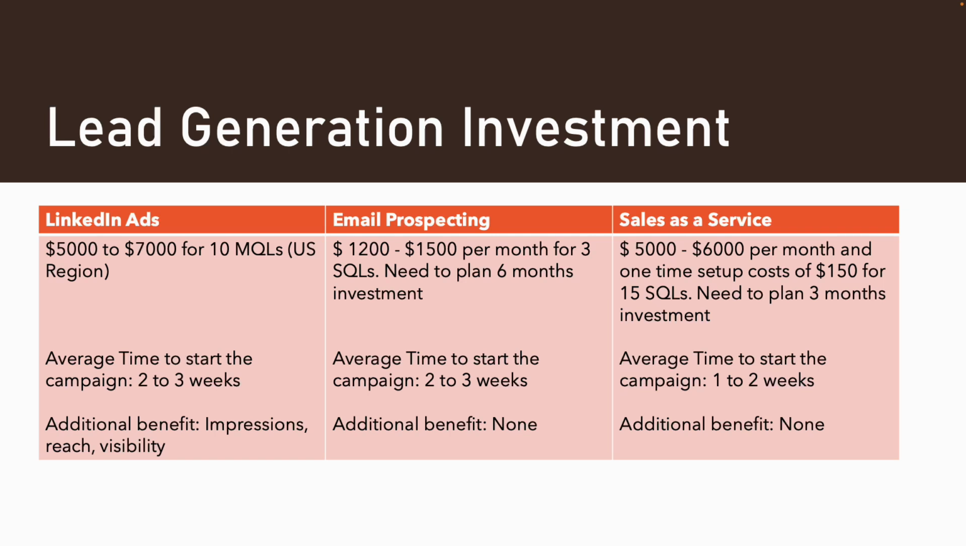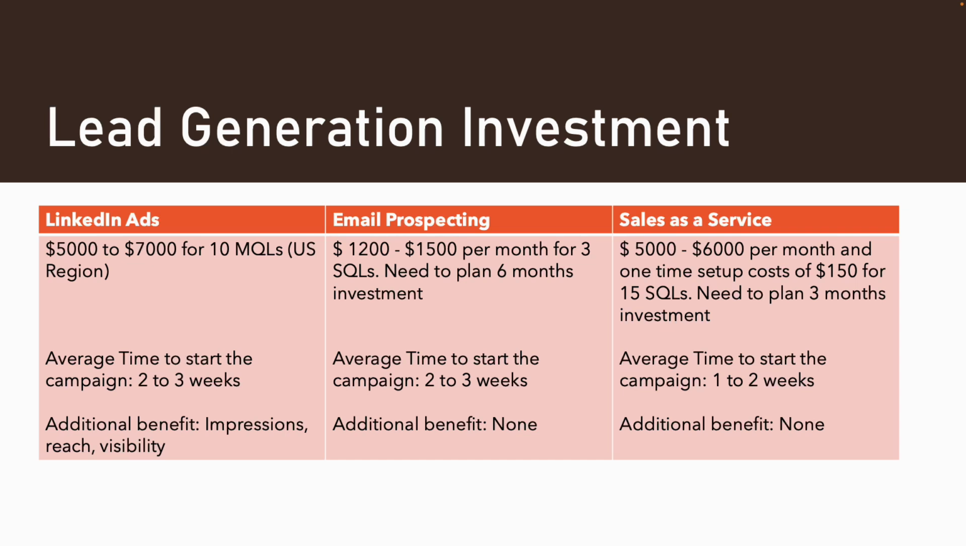So you have to create the content, you have to create the ads. There's so much work that happens. Someone will do it for you. So overall, you'll spend about $5,000 to $7,000 to get 10 market qualified leads, right? The average time to get this campaign started is 2 to 3 weeks, because you have to create the offer, the video ads or image ads, and the messaging. Each ad campaign must have 5 ads, as recommended by LinkedIn. So there's a lot of upfront work, and it will take 2 to 3 weeks of effort to start the LinkedIn ads.